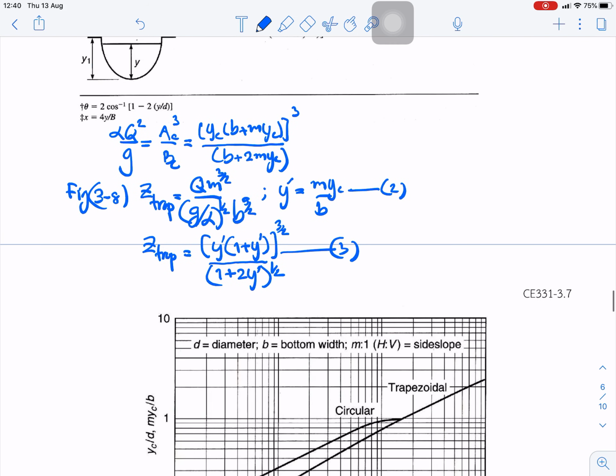Okay, and from below we could plot the Z trap versus y prime, in the figure 3-8 in the below figure. So we can use this figure to estimate the yc. Okay, I will show you in the next example.